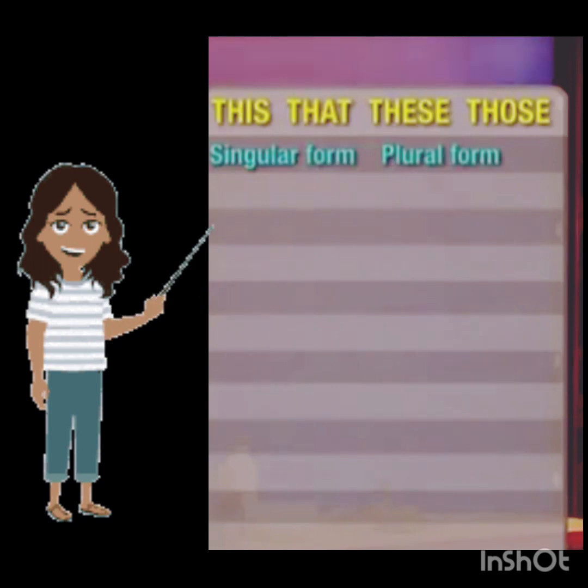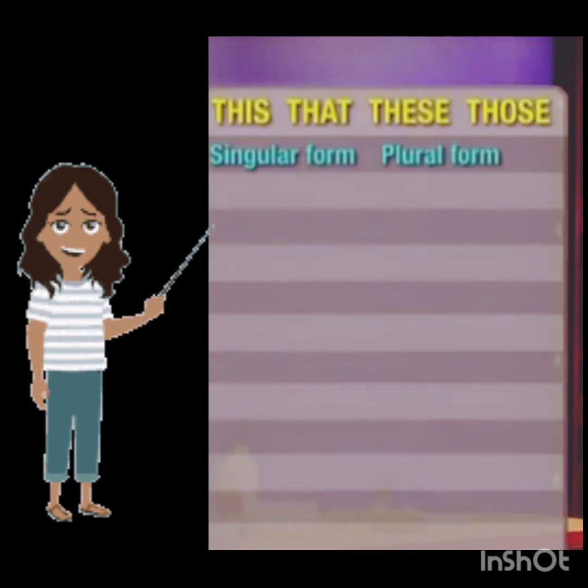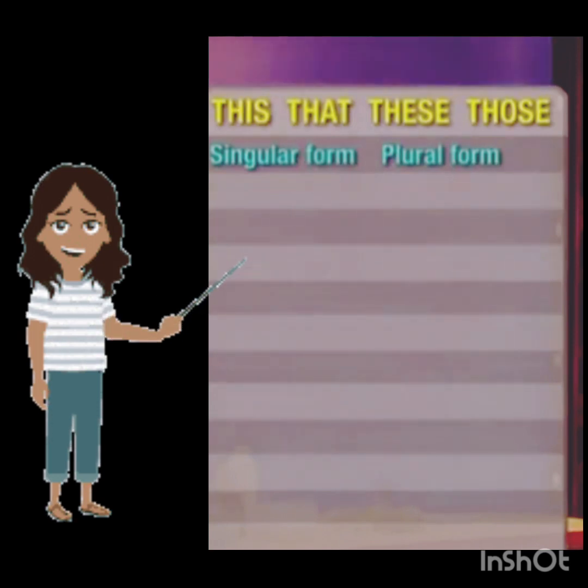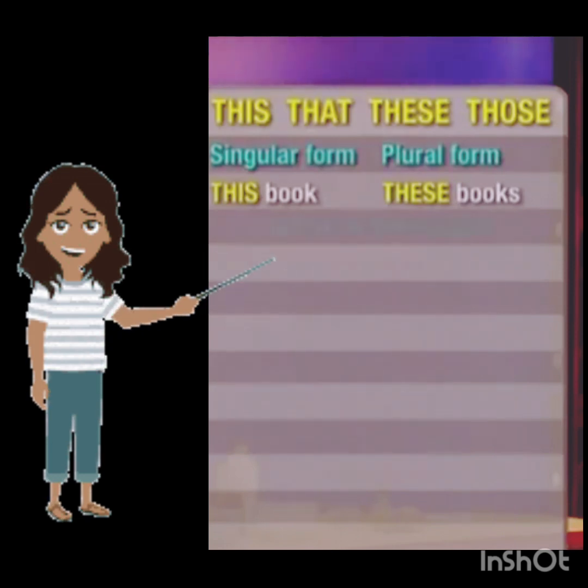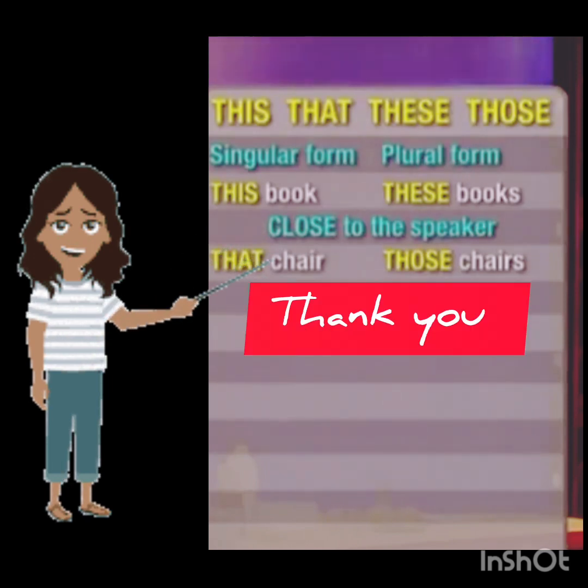Let me take two, plural. Now we say these CDs. When they're far from you, we say those CDs. Okay? So these, those, one, this, that. Let's see that on the screen. So this book, plural, these books when they're close to you, and that chair, for example, and those chairs.